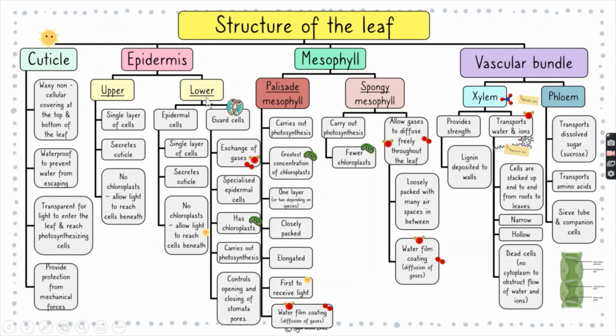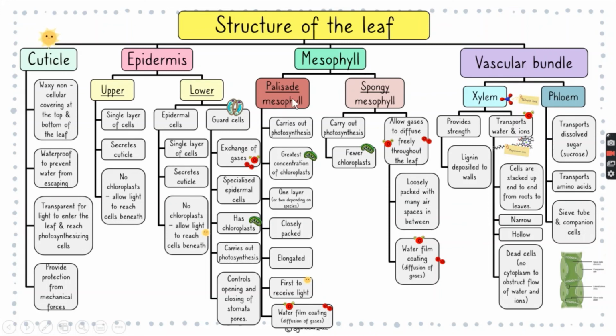The lower epidermis, it has two types of cells, the epidermal cells and the guard cells. Epidermal cells are pretty similar to the upper ones. They're a single layer of cells. They secrete the cuticle, and they also don't have any chloroplasts. And the guard cells are specialized lower epidermal cells. They help to open and close the stomatal pore so that exchange of gases can occur. And they also have chloroplasts, and they carry out photosynthesis.